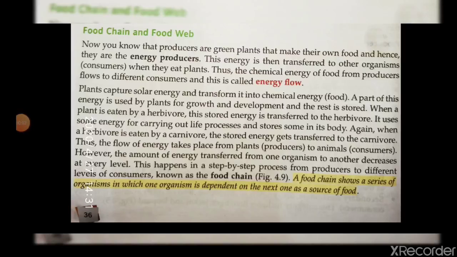Hello students, now let us continue the chapter 4, Food Chain and Food Web.